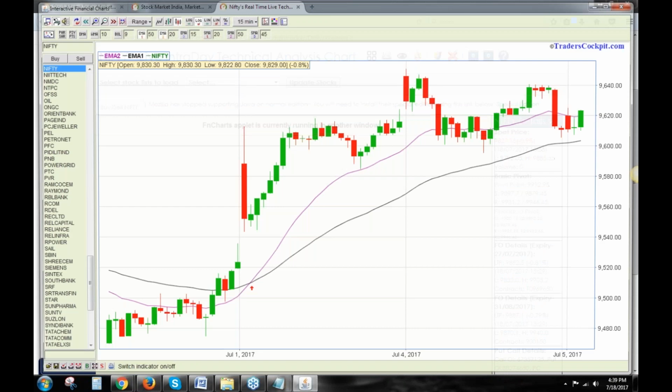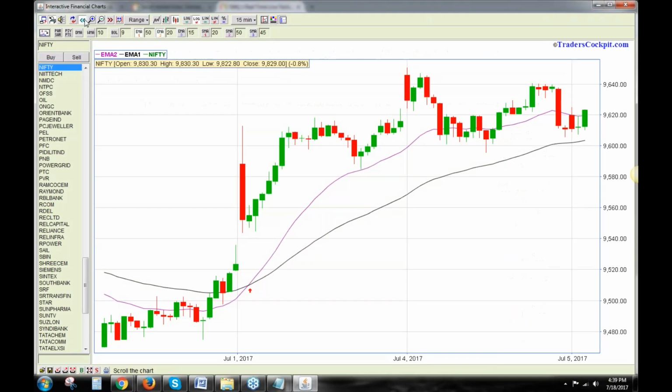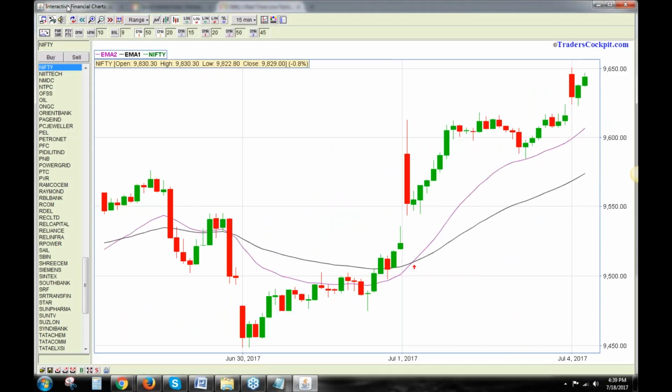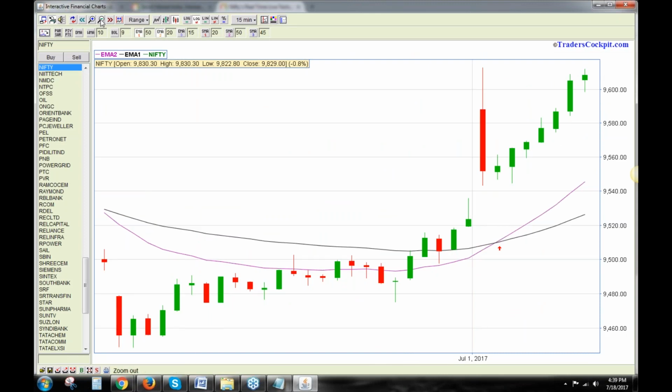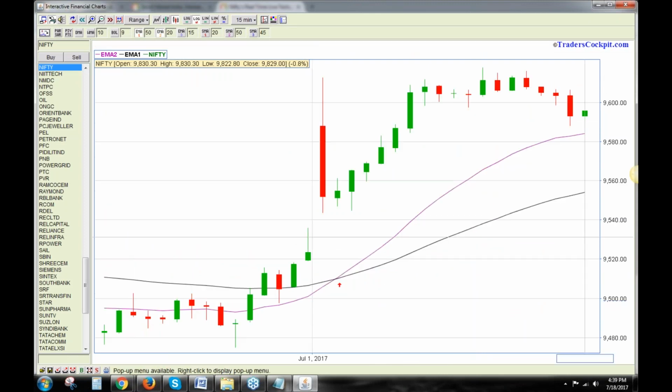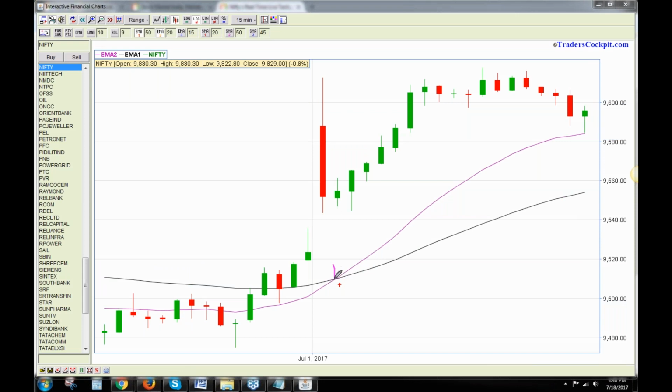Okay. So you can see this setup, right? Let me just zoom in further so that it can be more clear. Now here you see, this is the point where the crossover happened.